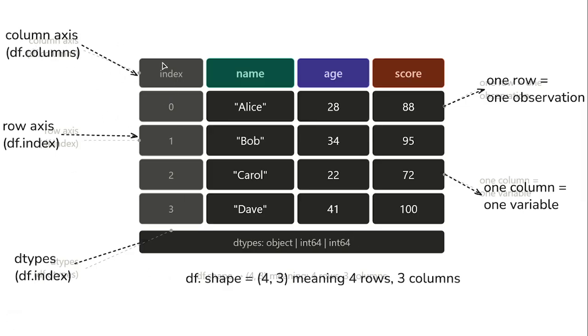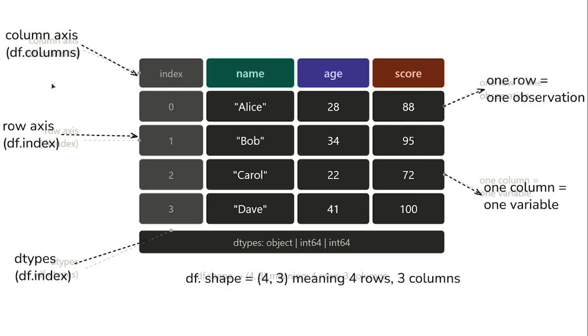So we have the column axis, which is given here, and we have the index. We have our name column, we have our age column, and we have our score column, and this is our row axis. We have 0, 1, 2, 3, where one row is one observation, and one column is one variable.